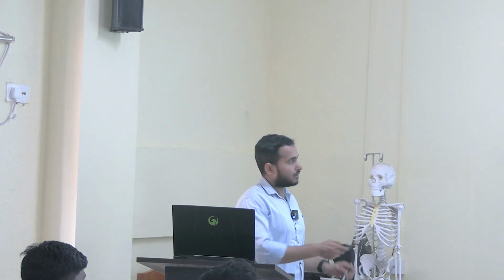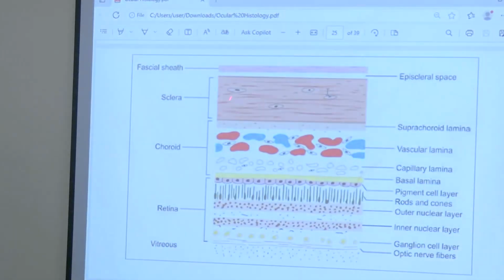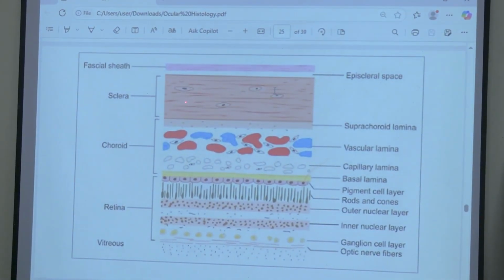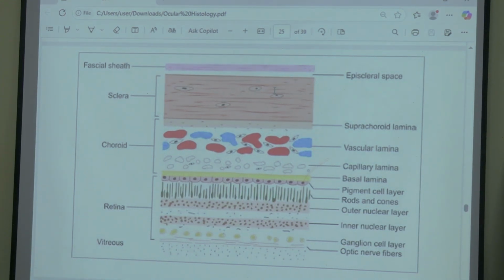Now this particular diagram shows the layers. So first of all, you can see the sclera. We have studied everything about the sclera. Now sclera and cornea are done. Now we will be discussing the vascular layer. Fibrous layer is done. Next is the vascular layer. What is present in the vascular layer? 3 structures are present. What are they? Choroid, ciliary body and iris.